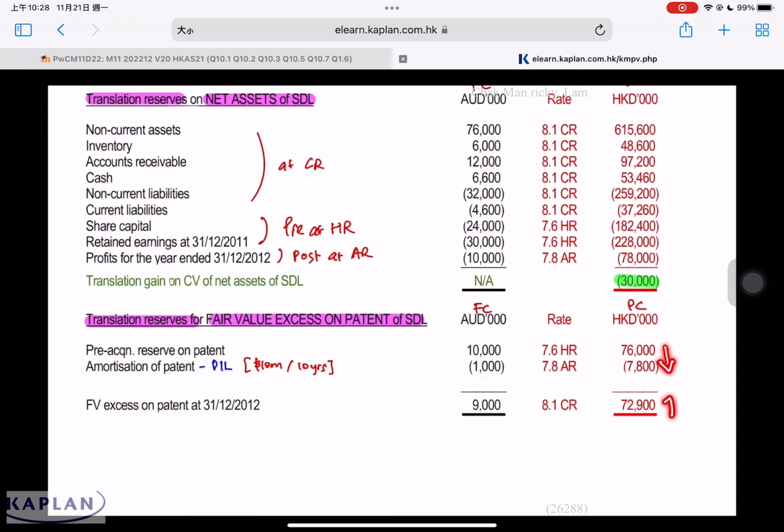So after that, we have to calculate the balancing figure. 76,000 minus 7,008 minus 72,900. There's a difference of Hong Kong dollar 4,007. After translation, assets value is higher. When assets value is higher, this represents a translation gain. This gain will be recognized in OCI. This is the figure that we need to calculate, 4,007. As a result of the patent assets, we must account for deferred tax liability.